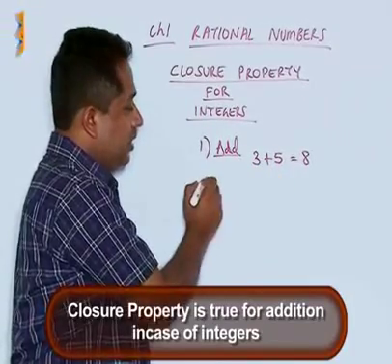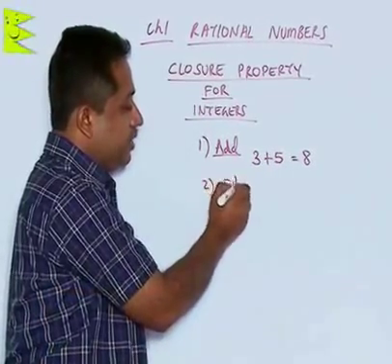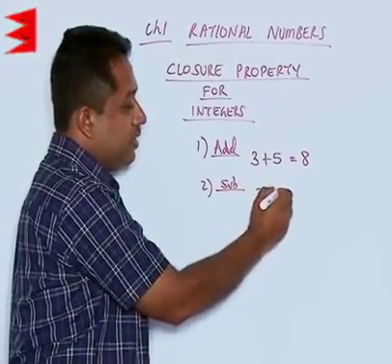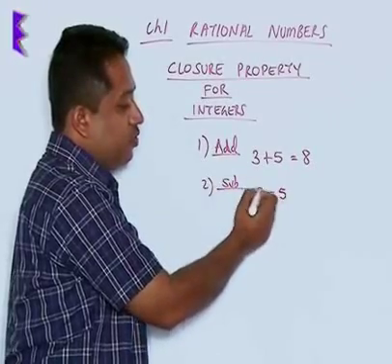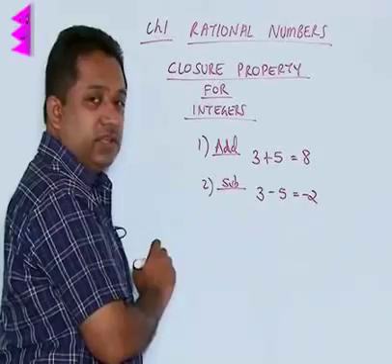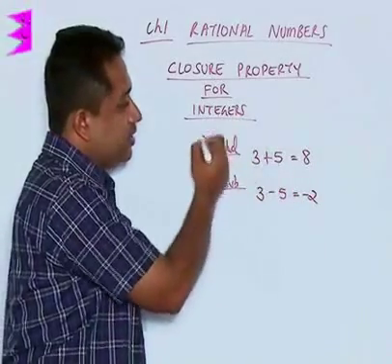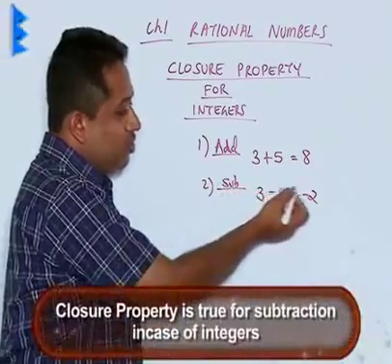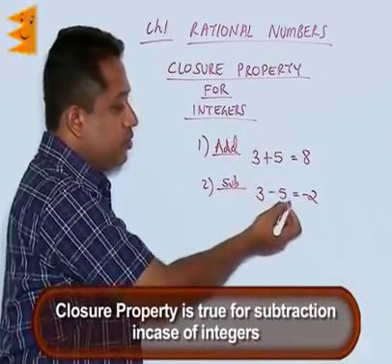What about subtraction? When we subtract two integers, let's say we have 3 and we have the number 5, so 3 minus 5, we are going to get minus 2. Now minus 2 is an integer because integers include positive numbers as well as negative numbers. So in subtraction also we find that the closure property holds good.